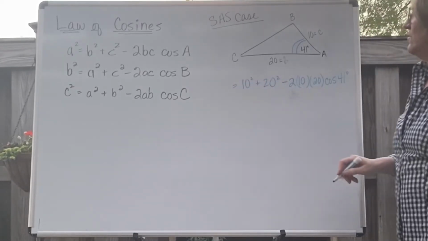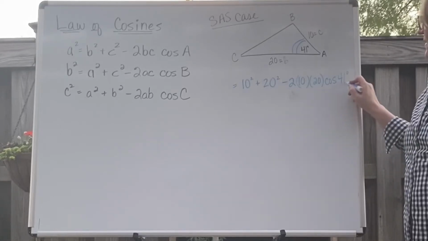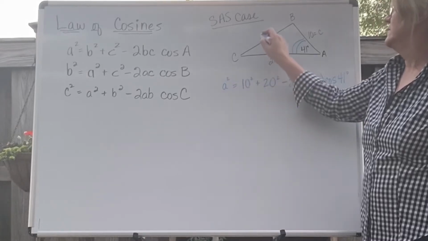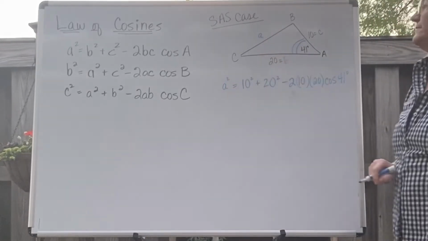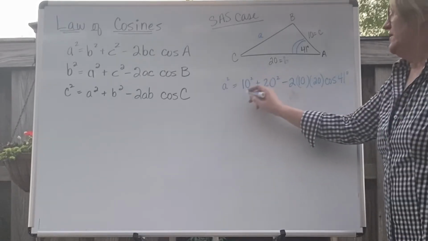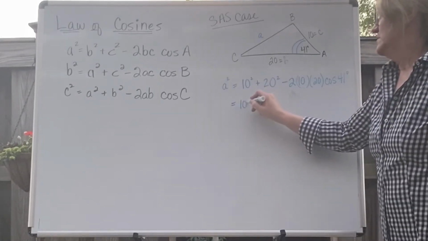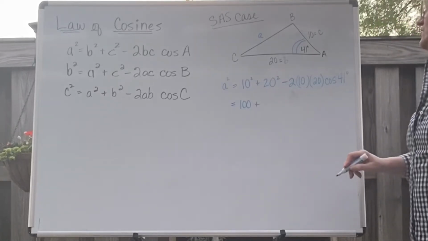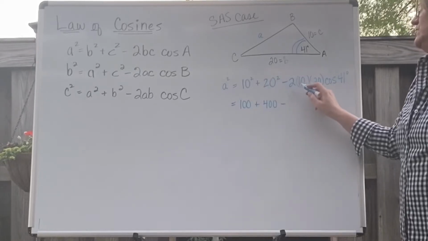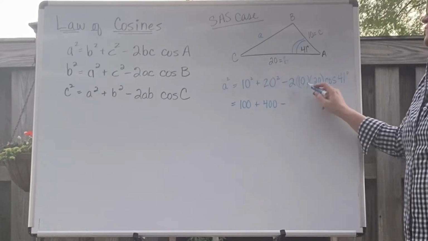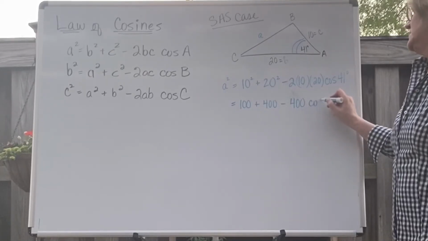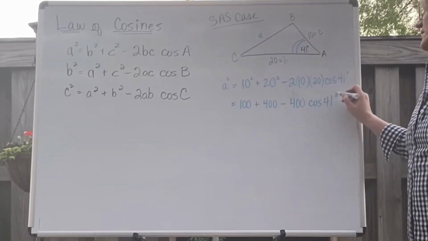Now what would this equal? Well, what angle did you use? A. Little a squared. Here's little a. All right, so we're going to work that out. 10 squared is 100. 20 squared is 400. 2 times 10 is 20. 20 times 20 is 400, times the cosine of 41 degrees.